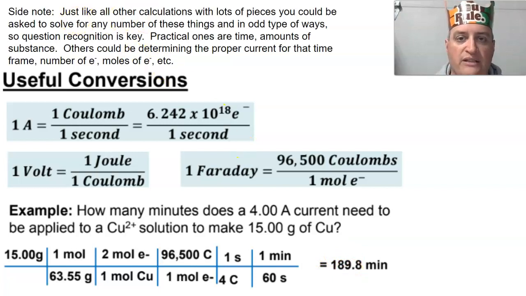Now, just like all other calculations, lots of pieces, you can be solved many different ways. So recognition is the key. Practical ones are things like time, amounts of substance. Others could be determining proper current for that time. So like if I needed to do this amount of mass in this amount of time, what are the amps I'm going to need? You can go at many different ways. And then they could be like number of electrons and number of moles of electrons. Things that aren't very practical, but heck, they could be asked because you can figure it out.